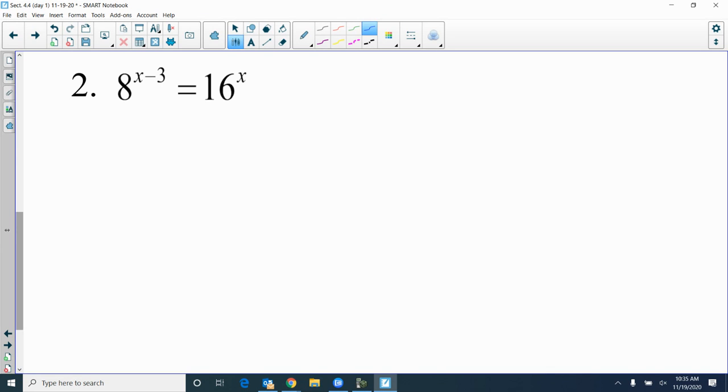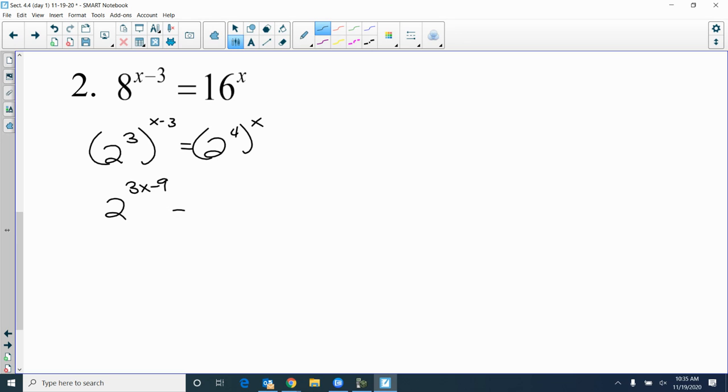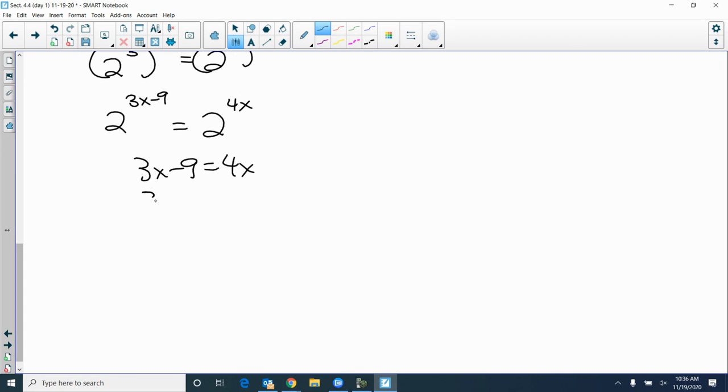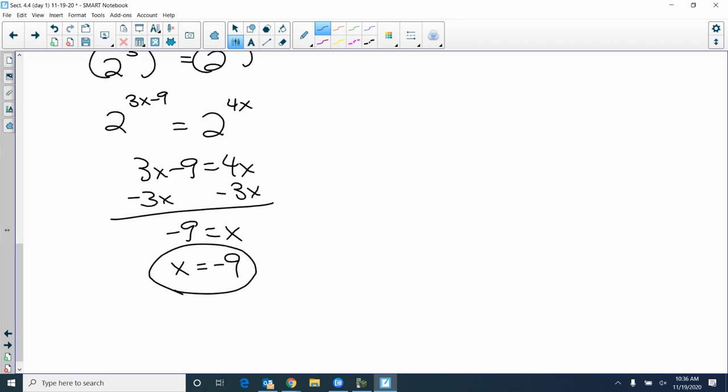All right, Luke, how can I rewrite 8? You can take 2 to the 3rd power. Okay, and how about the 16? 2 to the 4th power. Good, 16 is 2 to the 4th power. Now, that 3 will distribute, so you get 2 to the 3x minus 9 equals 2 to the 4x. Now, 3x minus 9 equals 4x. Subtract 3x, and I get negative 9 equals x, or x equals negative 9. So find the same base. That doesn't always work.